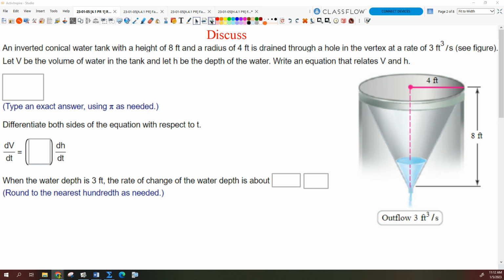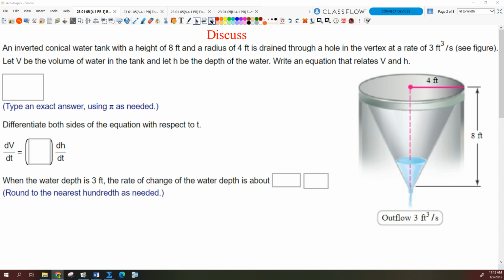Water is drained through a hole in the vertex at a rate of 3 cubic feet per second. Let V be the volume of water in the tank and let H be the depth of the tank. And they kind of lead you through this, which is nice. They want you to write an equation that relates V and H. So in other words, we're writing volume as a function of height only, right? Just kind of think about how that's going to work.